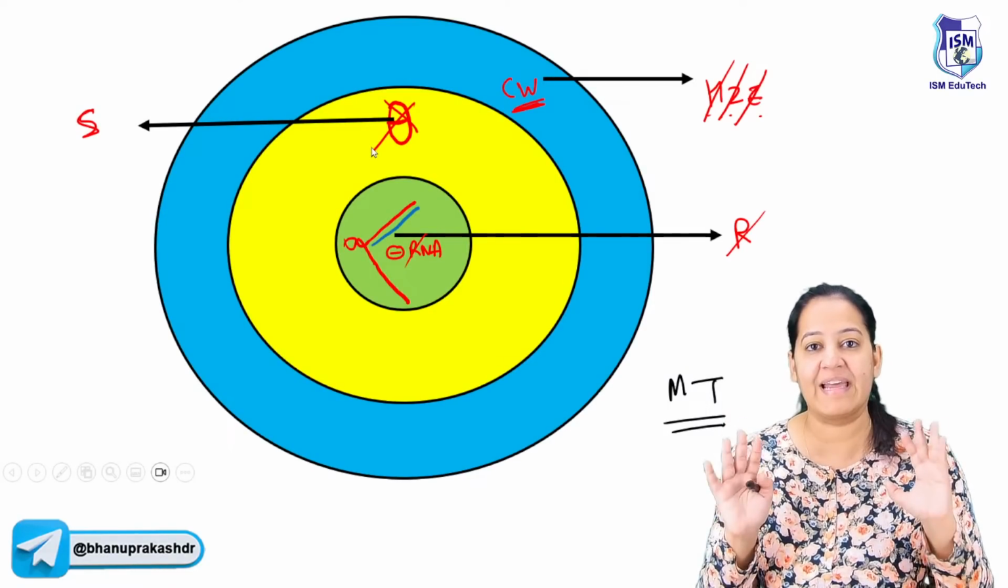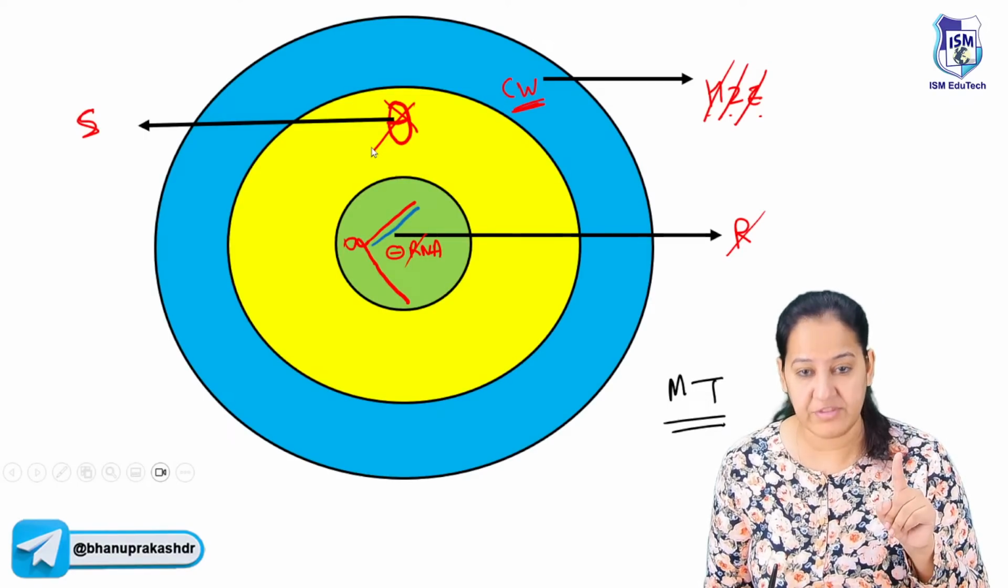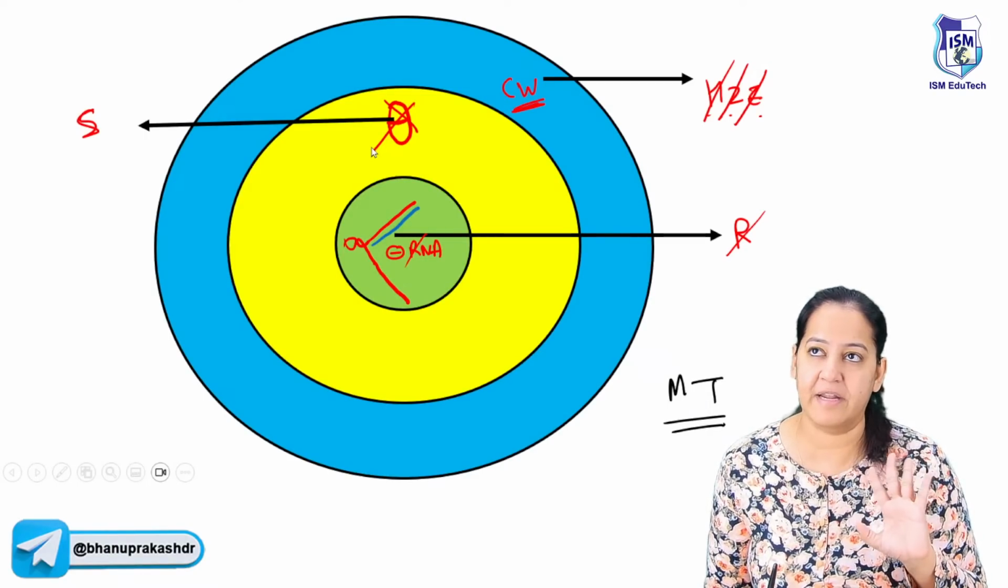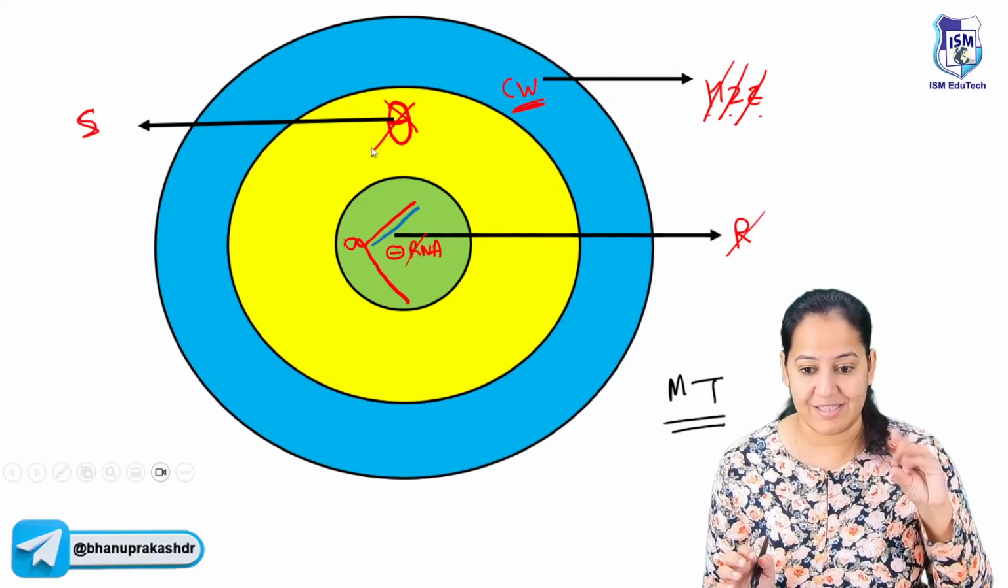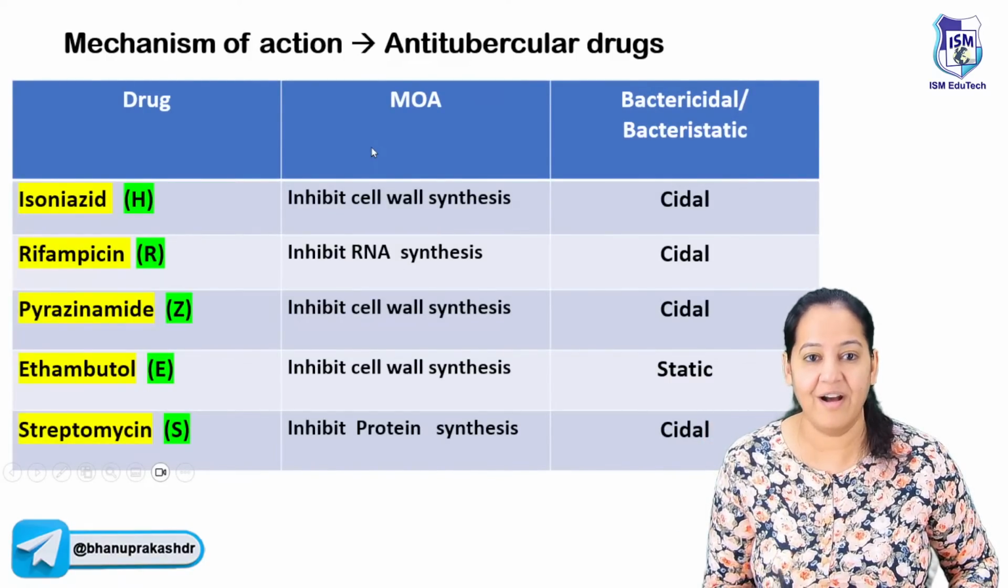Ultimately, all 5 are killing this bacteria. I mean, 4 of them are killing the bacteria. One of them, ethambutol, does not kill the bacteria, it inhibits the growth. So the mechanism of action of all 5 is in front of you. Say the mechanism of action of all 5.